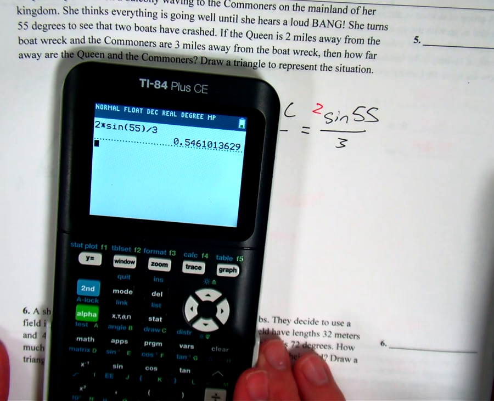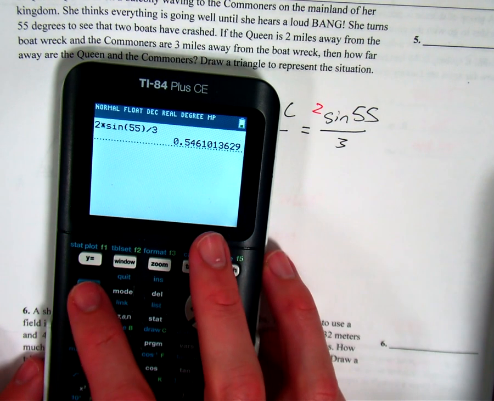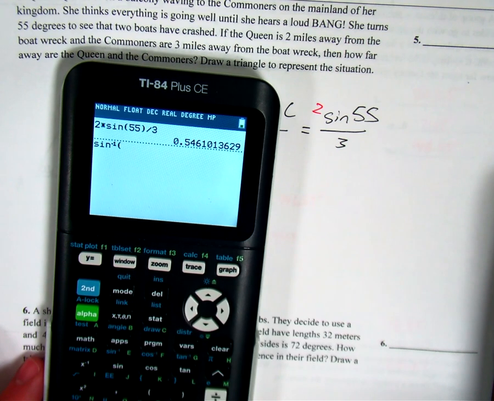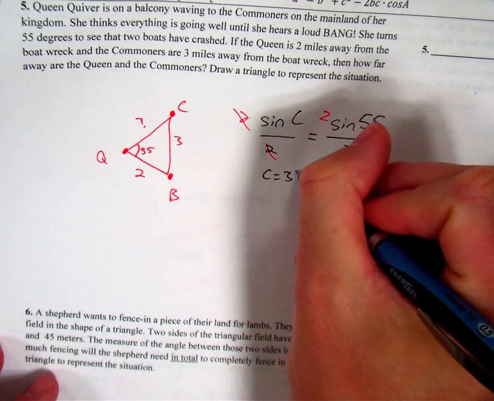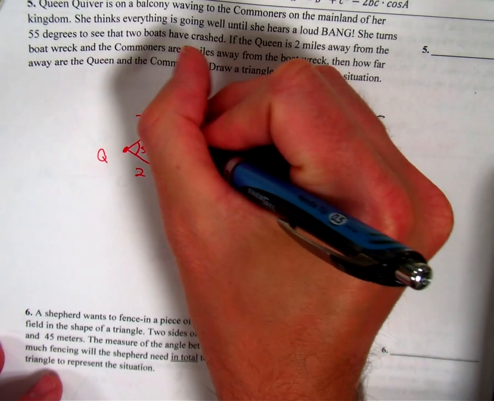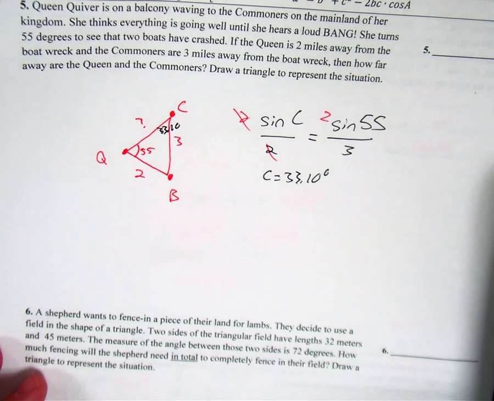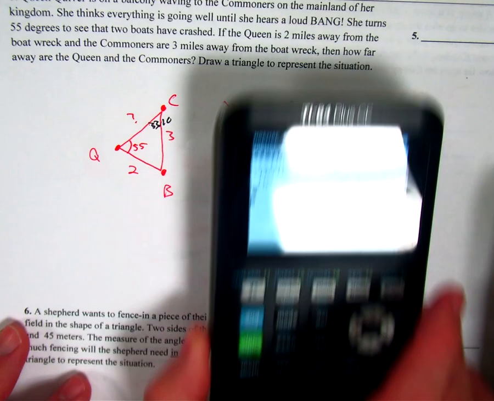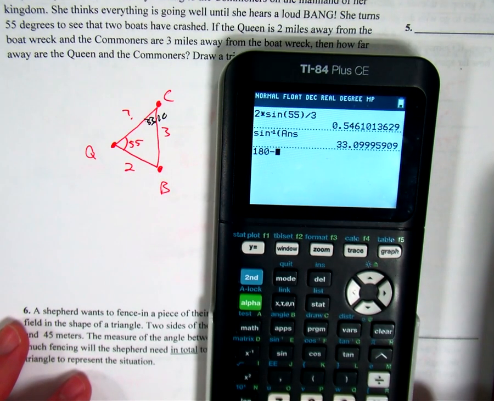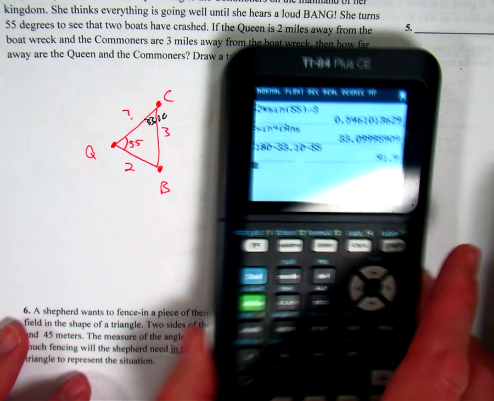We got a yucky decimal. We're trying to get an angle for an answer, so we're going to do second sine, second answer. 33.099999 is going to be 33.10. So it's going to be 33.10, which then lets me get angle B with triangle subtraction. 180 minus 33.10 minus the 55, and angle B is 91.9 degrees.